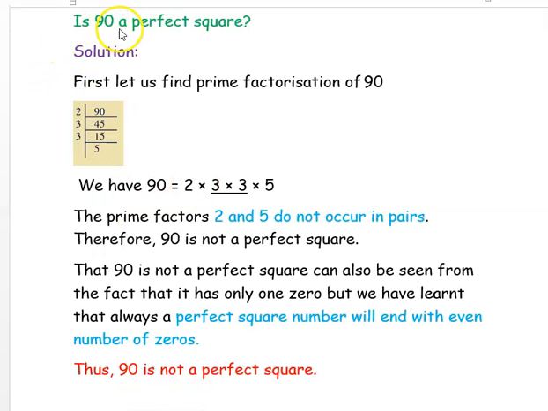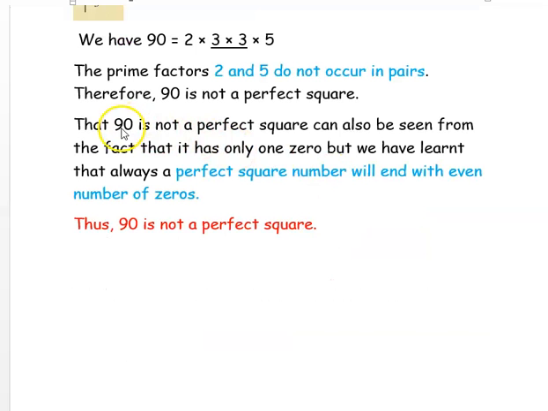Next question is, is 90 a perfect square number? So now let's find through the prime factorization method. So 90 divided by 2 is 45. 45 cannot be divided by 2. So I am dividing by 3. So I'll get 15. 15 divided by 3 I am getting 5. So now I am writing the prime factors for 90: 2 into 3 into 3 into 5. So I have only one pair of 3, and the 2 and 5 don't have pairs. So 90 is not a perfect square number.